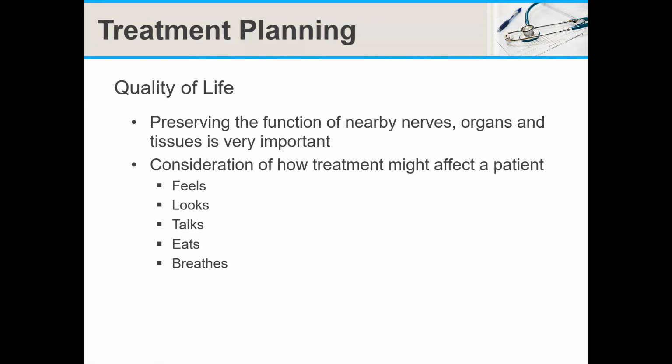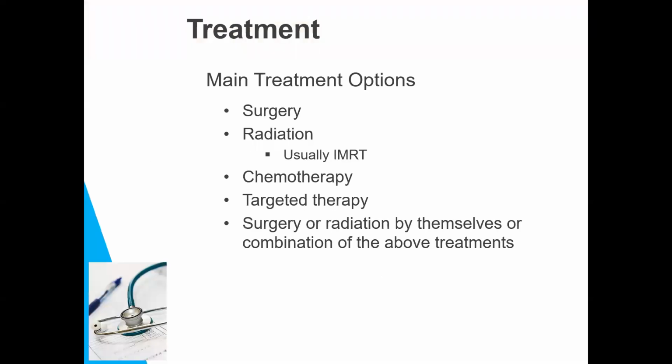These all matter to the patient, and they must be taken into consideration, and their wishes must be taken into consideration when planning the treatment. Overall, the main treatment options are surgery, which we'll discuss in more detail in a moment. Radiation, usually IMRT, since it has a smaller target. And then there's chemotherapy and targeted therapy.